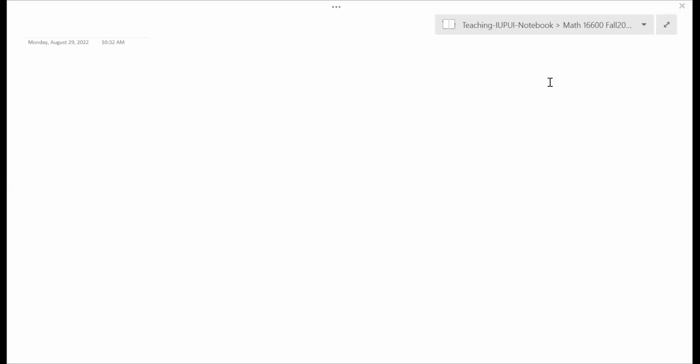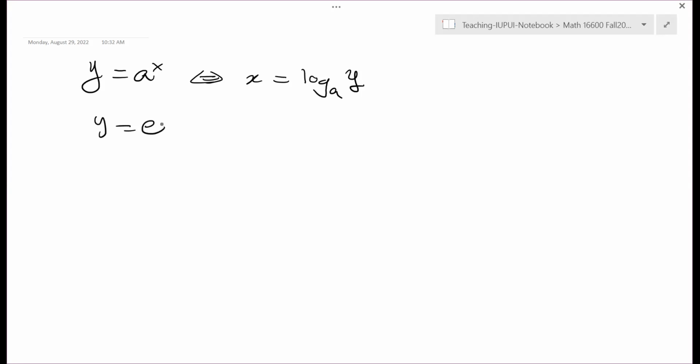We are going to spend more time to understand the log function and exponential function. Remember, we gave the definition for the log function. If y equals a to the x, then you solve for x, where x depends on y, and the notation for this function will be log of y with base a. When a equals e, then we use the natural log.